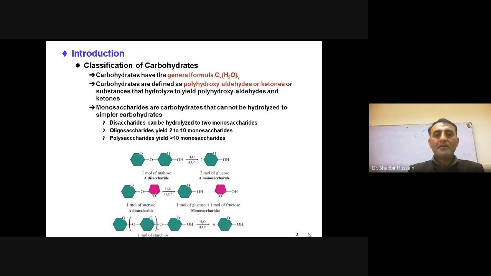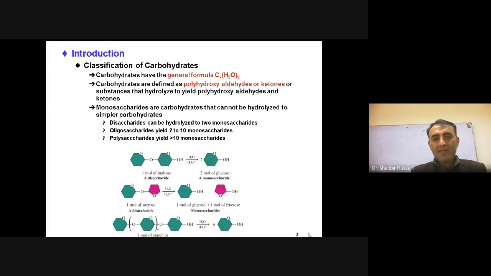Another is disaccharide. Disaccharides can be hydrolyzed to two monosaccharides. Oligosaccharides, when we hydrolyze them, yield 2 to 10 monosaccharides, right? If we get only two monomers as a result of hydrolysis, we call it a disaccharide, and similarly trisaccharides. So overall, oligosaccharides give 2 to 10 monosaccharides on hydrolysis.